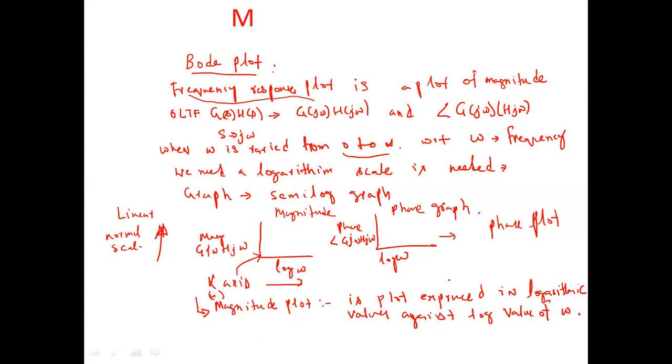This is the magnitude. Whereas the phase plot is what? It is basically the phase angle in degrees, represented against logarithmic values of frequency. So this was basically about the Bode plot, what it is.